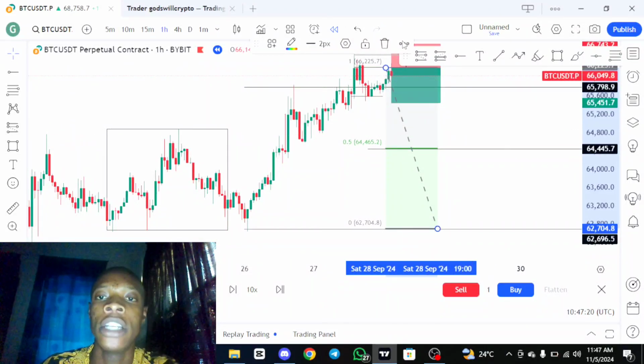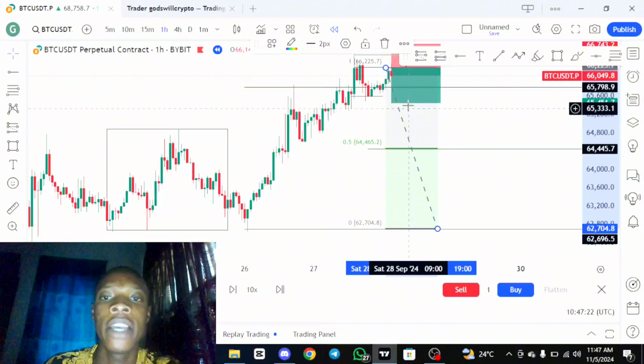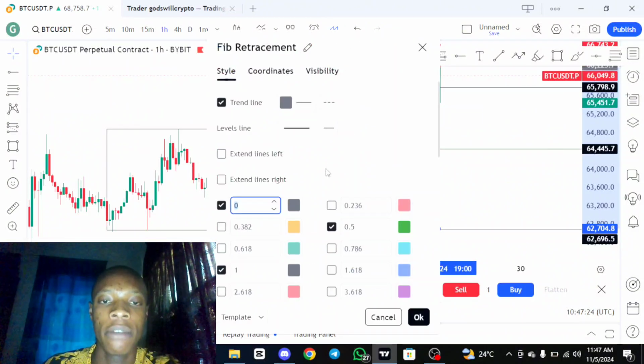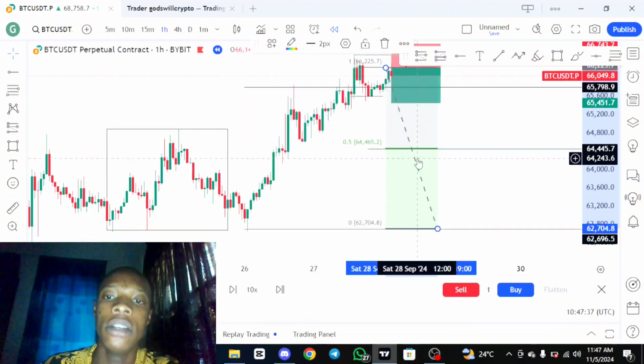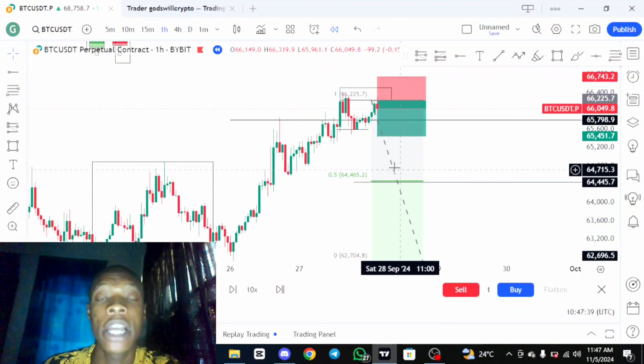Let me show you the Fibonacci settings. So you can easily give it the same settings I'm giving mine. It's just the 0 is on, then 1 is on, then 0.5 is on: 0, 0.5, then 1. That's the only Fibonacci settings I have. Then this is my 50%, and once the price is here, we'll take partial profit.